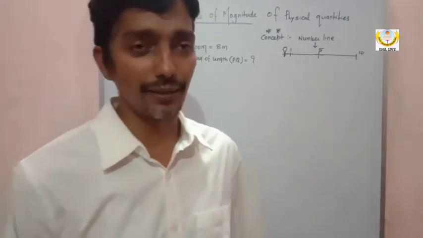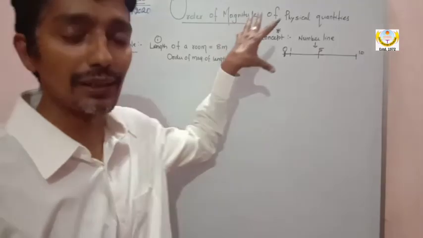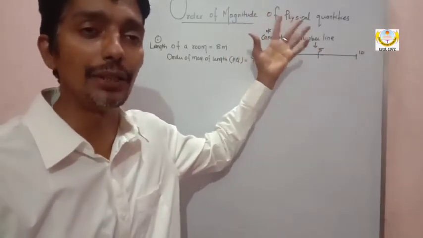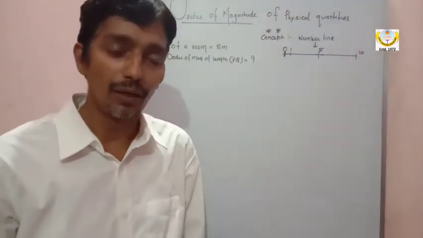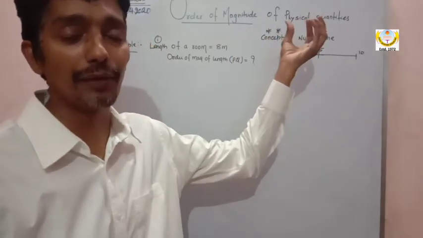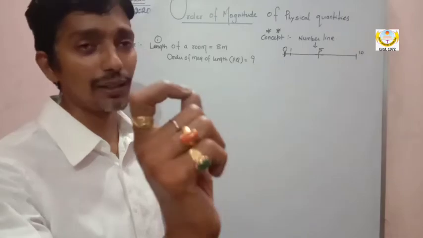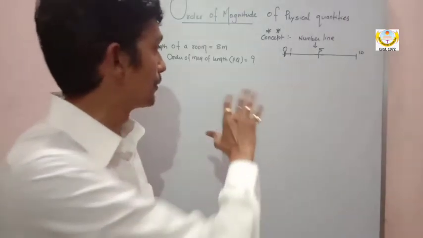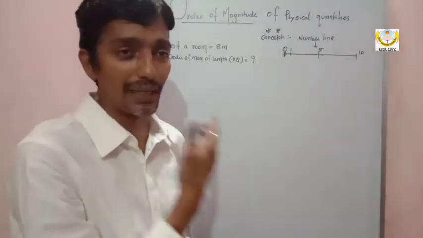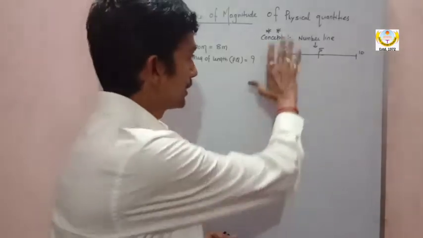My dear, this is the video I am uploading only to discuss a topic, order of magnitude of physical quantity. What is this order of magnitude when you talk about a physical quantity? My dear, I am giving one small concept. Look at it before I start giving you an example and explanations. What is the concept, my dear?